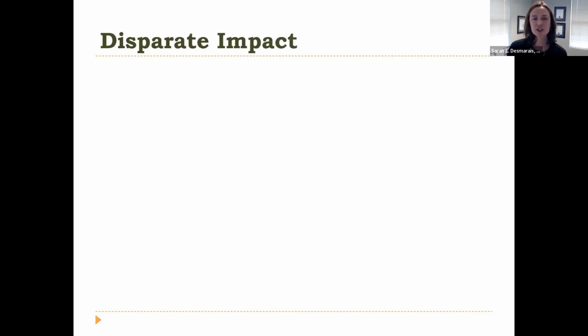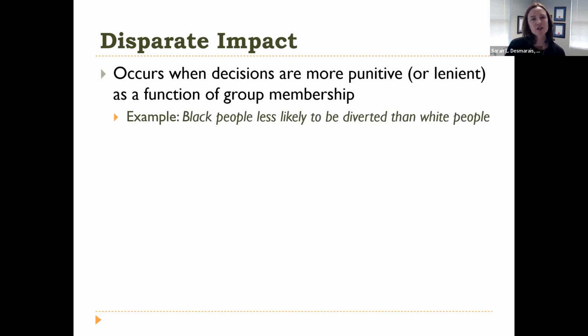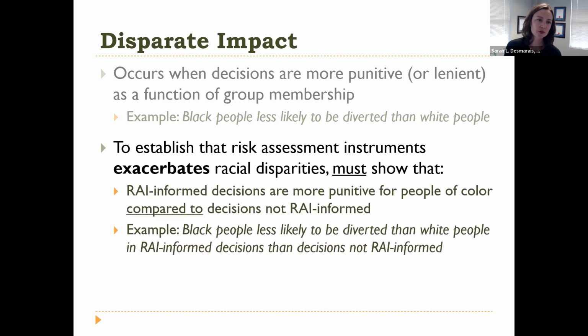All right, and then finally, the last question is one of racial disparity or disparate impact. This is when decisions for one group are more punitive or lenient than decisions for another group. So the example I gave here is if Black people were less likely to be diverted to community settings than white people. To establish this, we first have to look at whether risk assessment informed results are more punitive for people of color compared to decisions that were not informed by the risk assessment, right? You have to know first what the baseline is to then understand what the impact of the use of the risk assessment tool is. So in the example I gave you, Black people are less likely to be diverted than white people in risk assessment informed decisions than in decisions that were not informed by risk assessment. That is the sort of research question, or the hypothesis, that I would be testing.